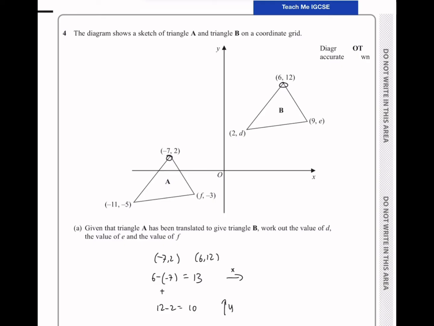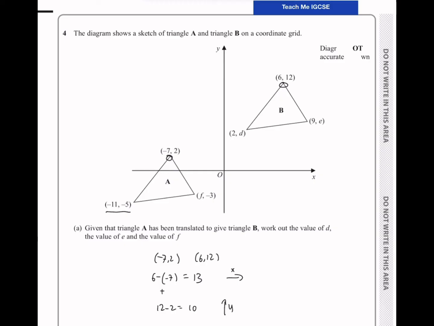To find D, E, and F, all of the other points have to have moved the same. So each has to move 13 across the x-axis and 10 up the y-axis. So we have this point here, which is -11, -5.